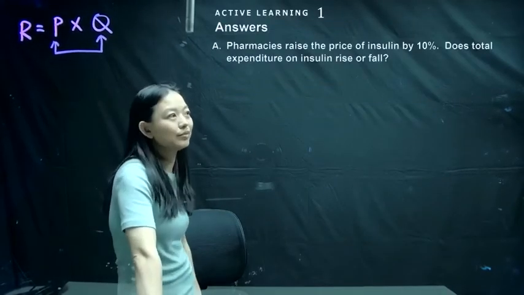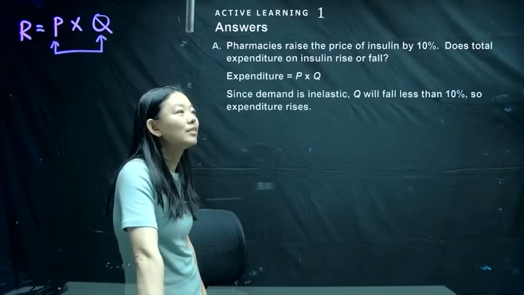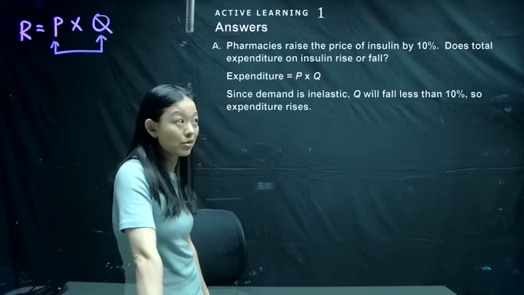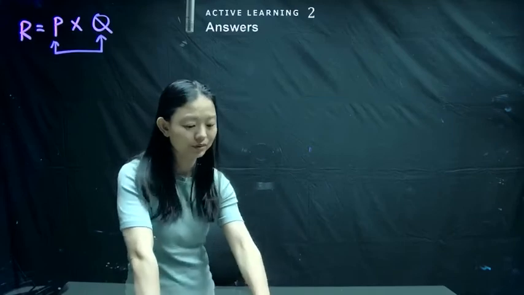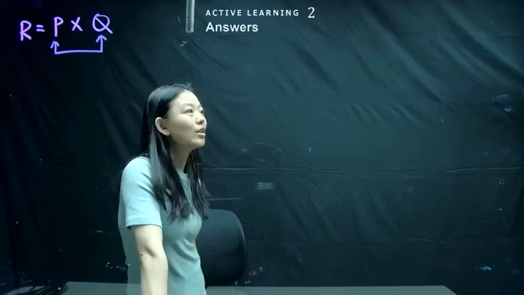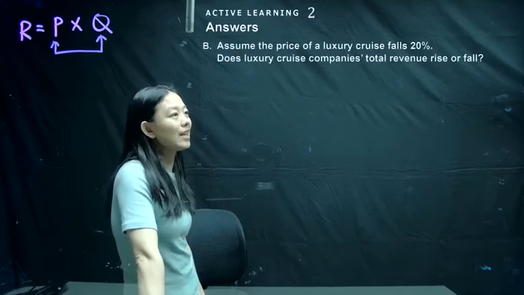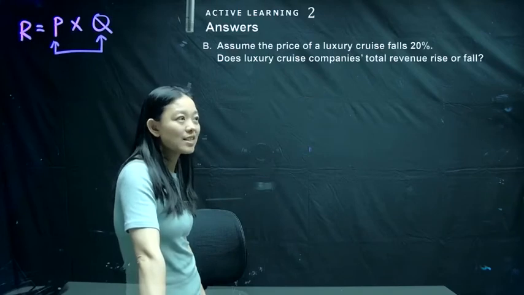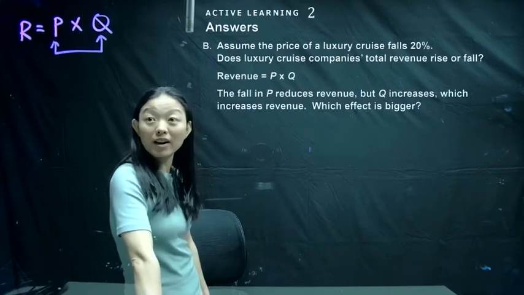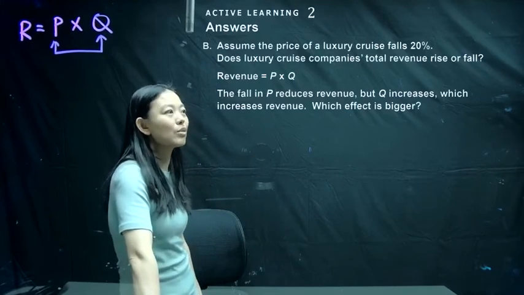So here is the answer. A pharmacy increased the price of insulin by 10%. Since demand will be really inelastic for insulin, okay? Therefore, the total expenditure will increase. For the luxury cruise, we know the demand is really elastic. Therefore, the quantity will increase more, right? So it will increase the revenue, okay?